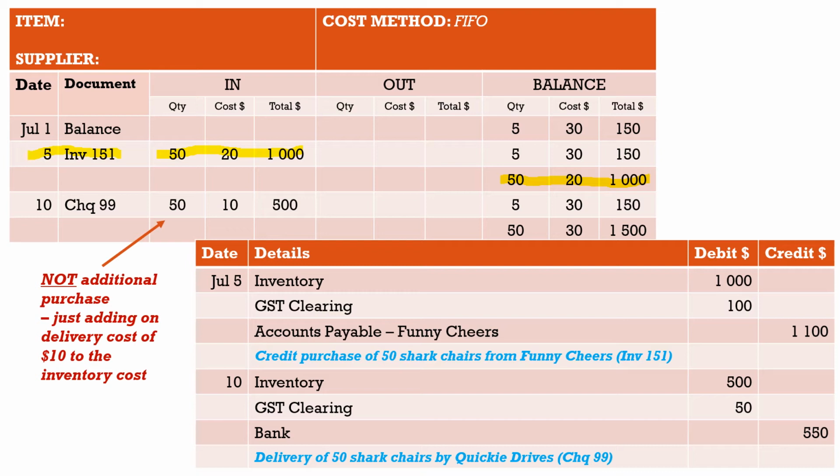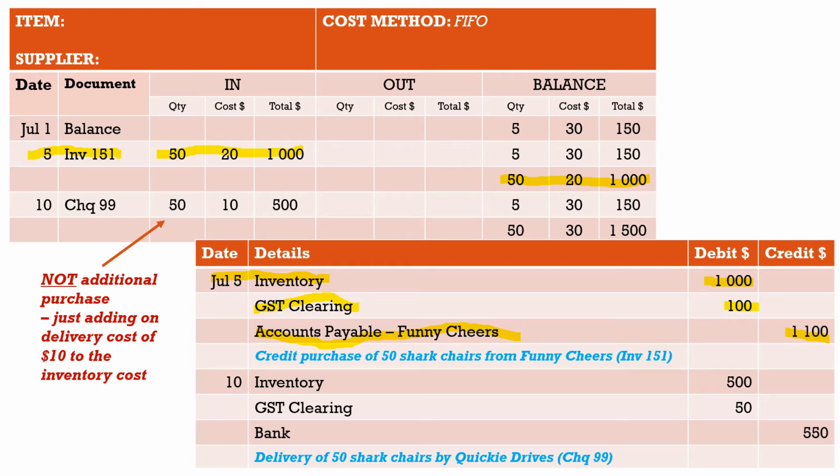In the general journals, we record it the same way, where we record the purchase of inventory by debiting inventory account $1,000, debiting the GST $100, and crediting accounts payable $1,100, which represents the amount owing to the supplier.